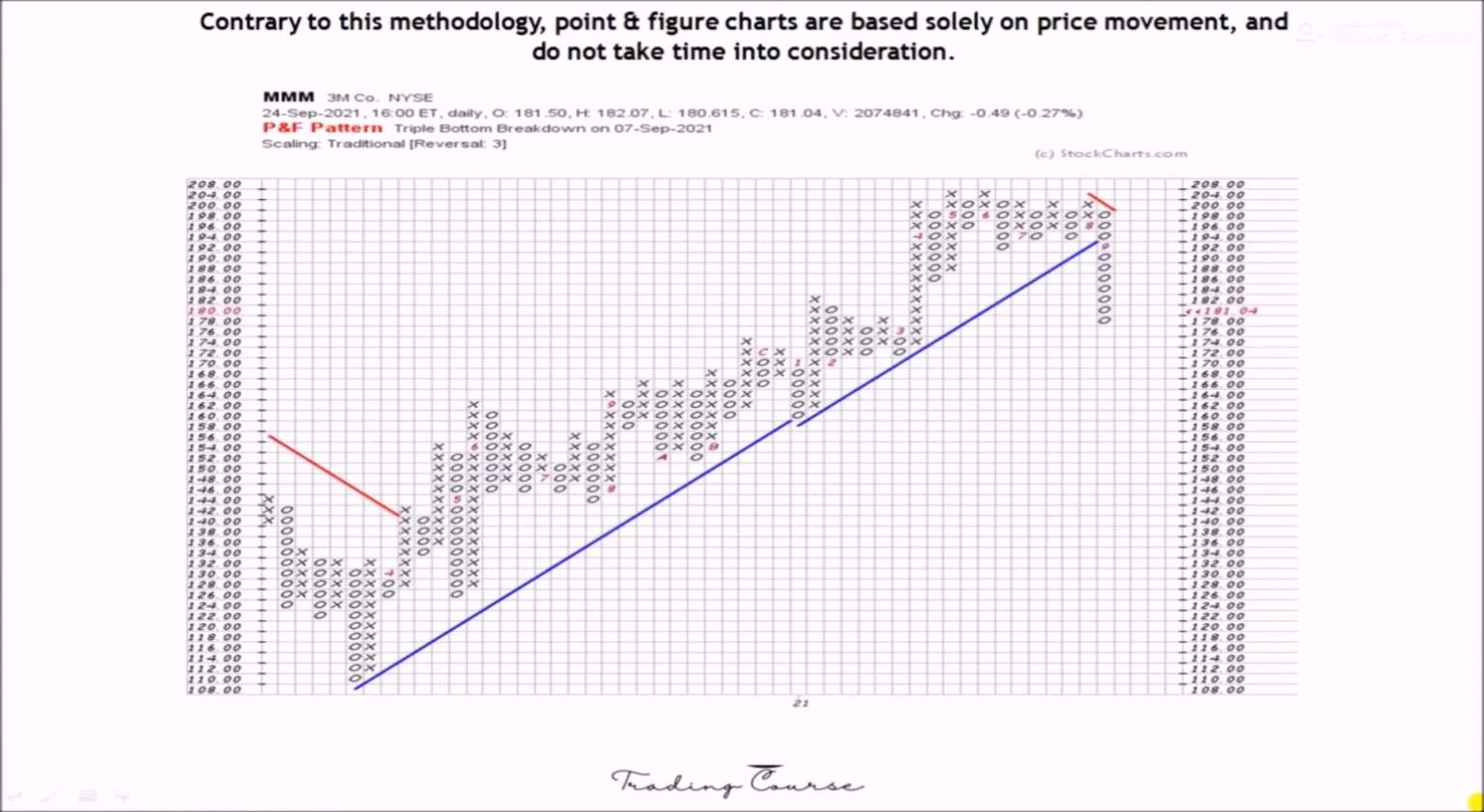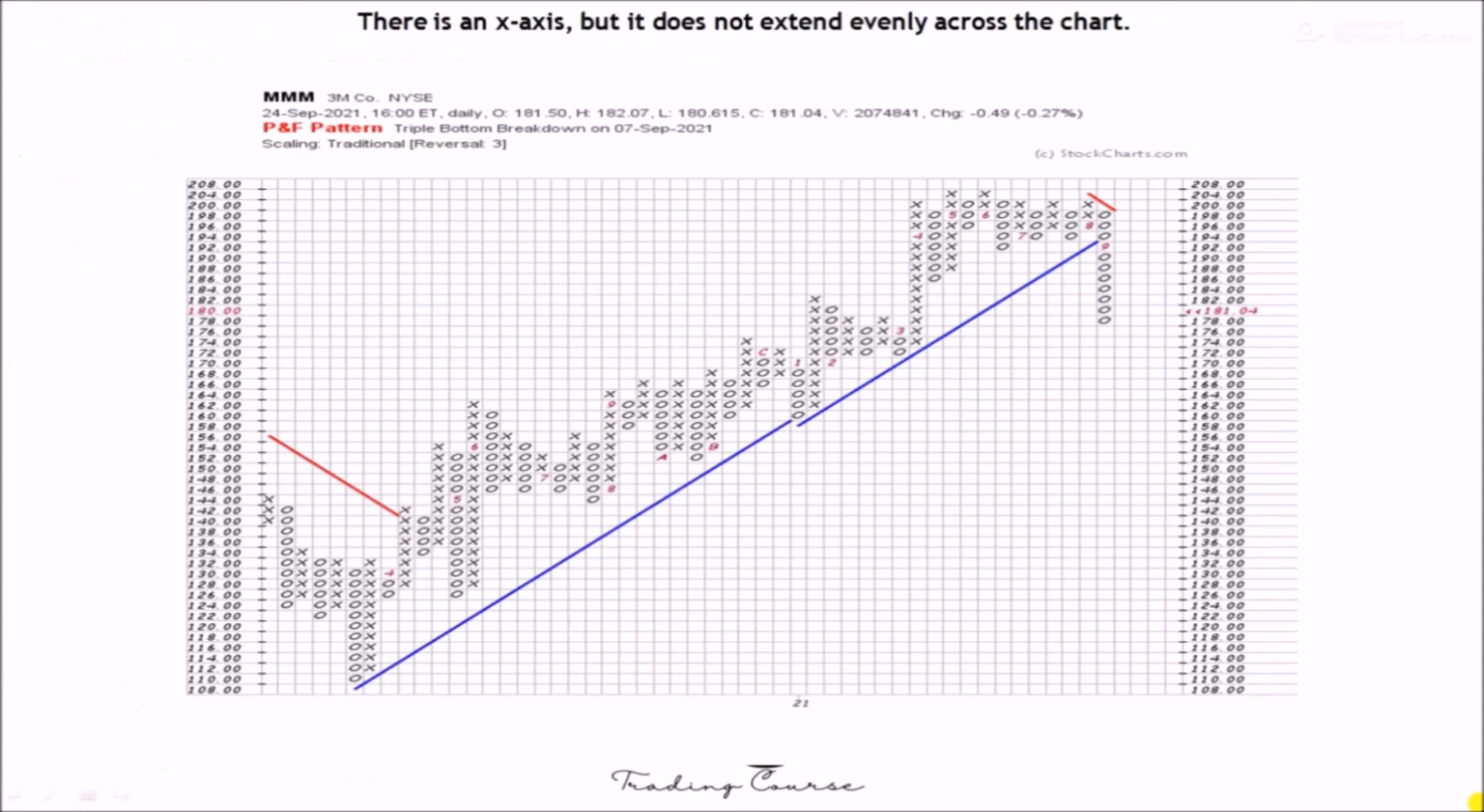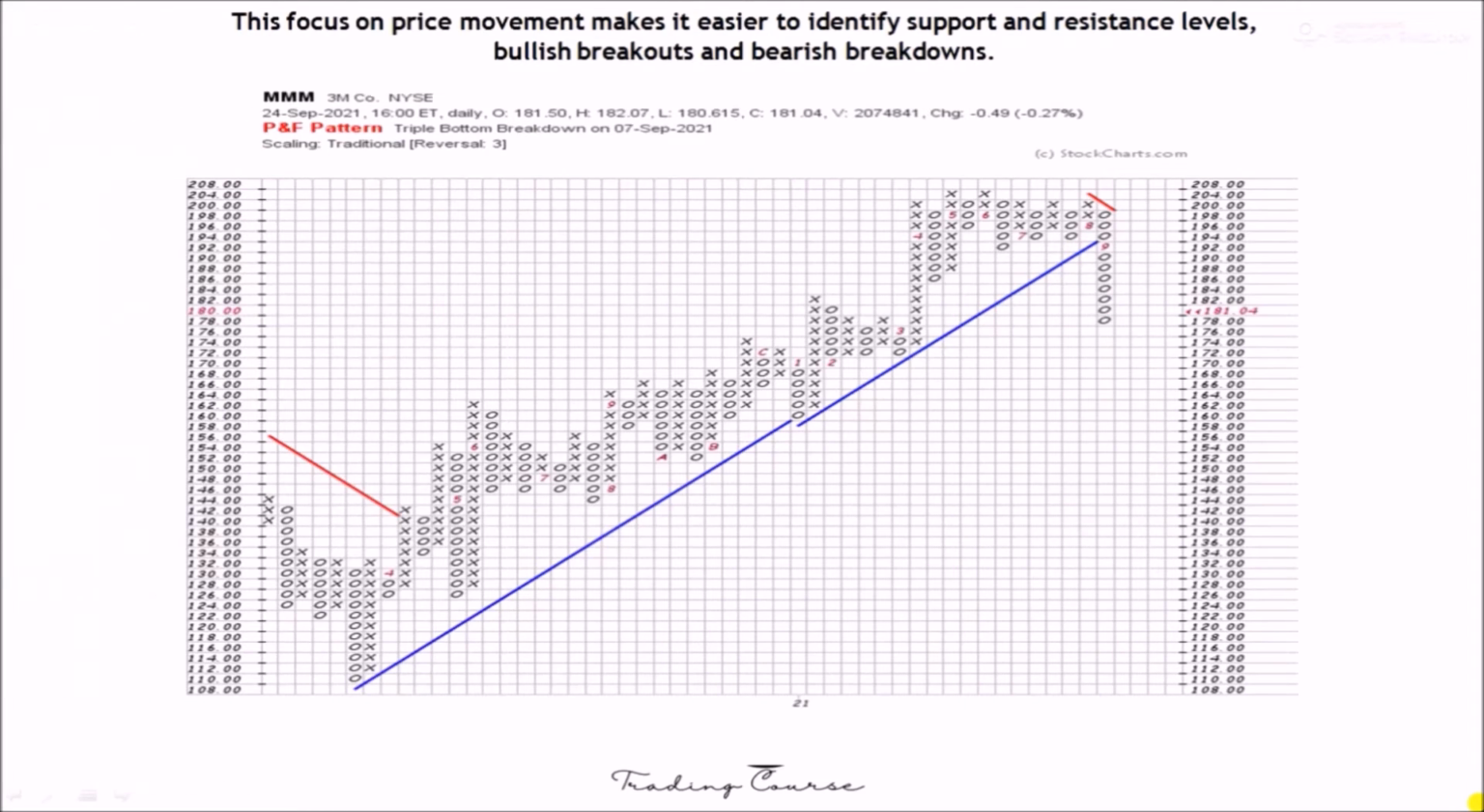Contrary to this methodology, point and figure charts are based solely on price movement and do not take time into consideration. There is an x-axis, but it does not extend evenly across the chart. The beauty of point and figure charts is in their simplicity. Little or no price movement is deemed irrelevant and therefore not duplicated on the chart. Only price movements that exceed specified levels are recorded. This focus on price movement makes it easier to identify support and resistance levels, bullish breakouts and bearish breakdowns.